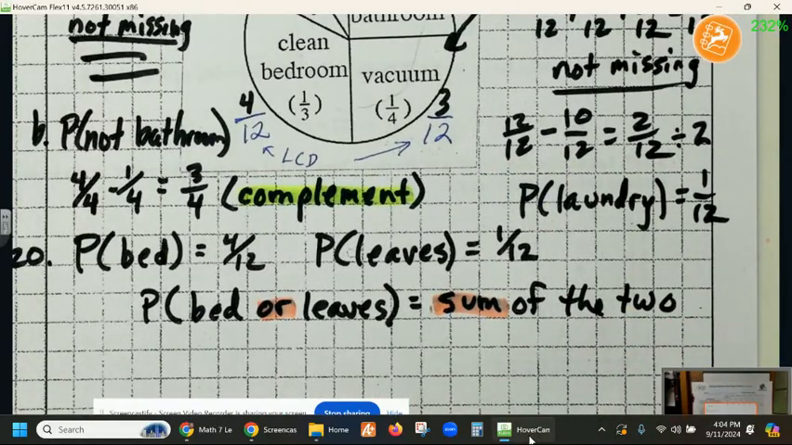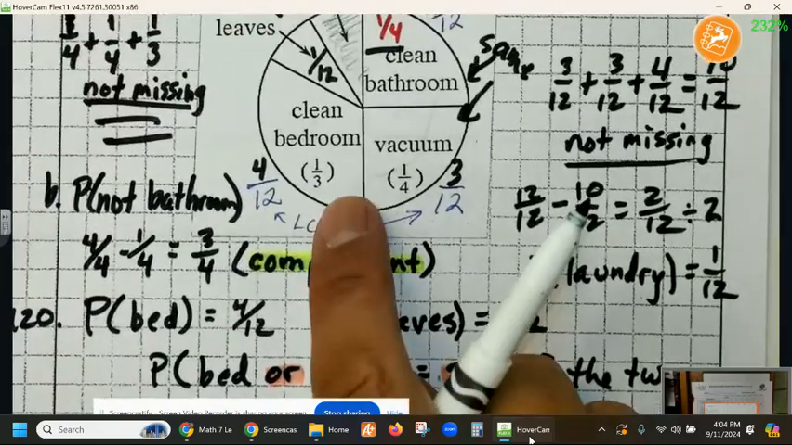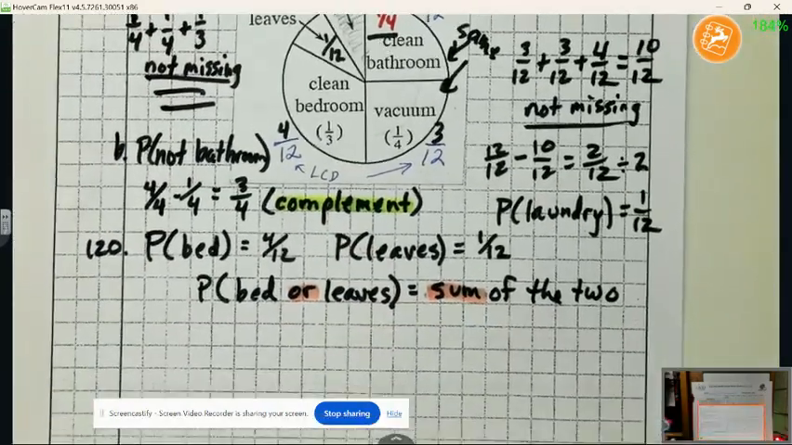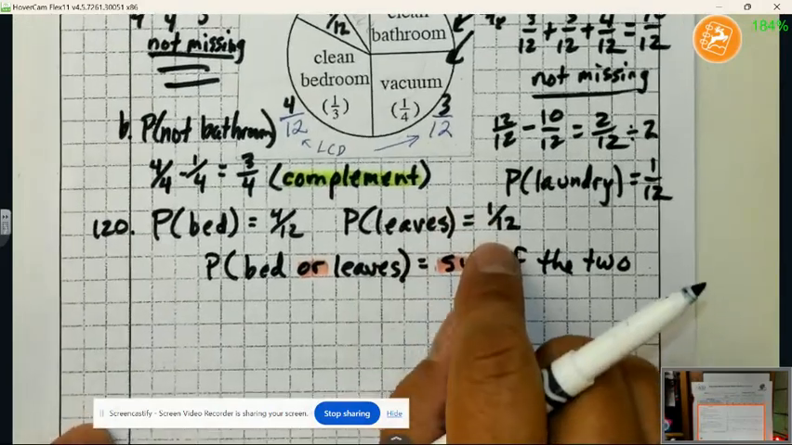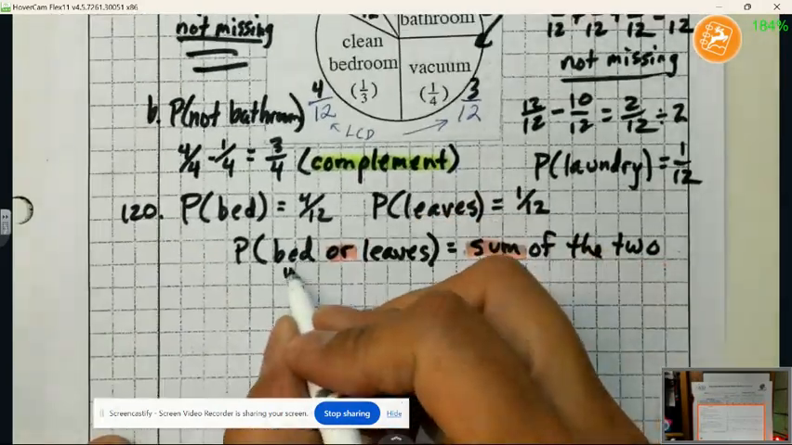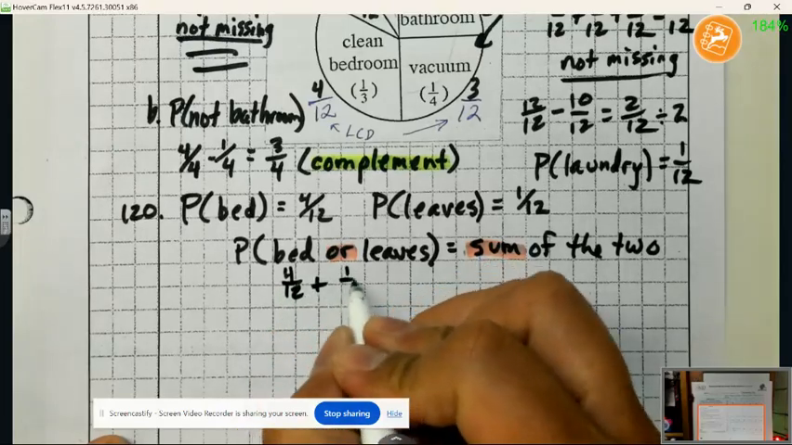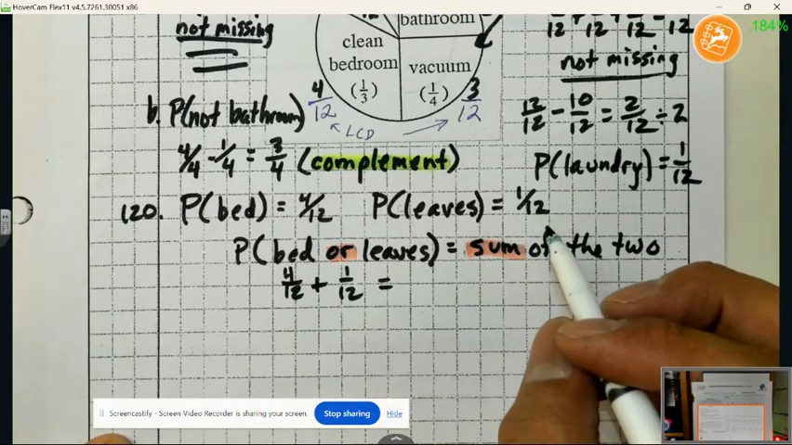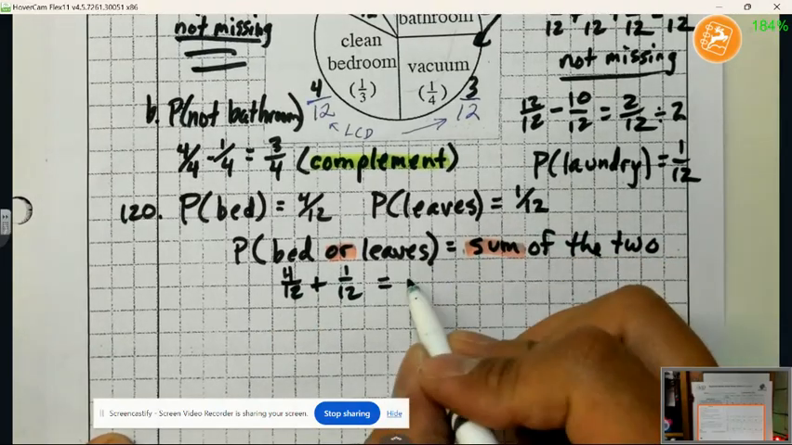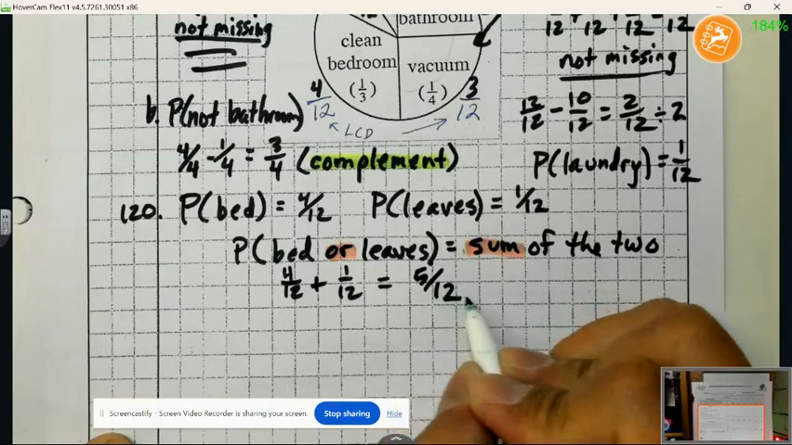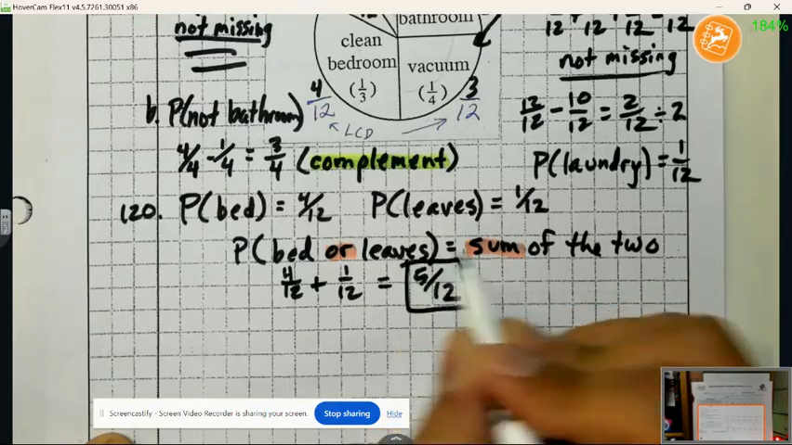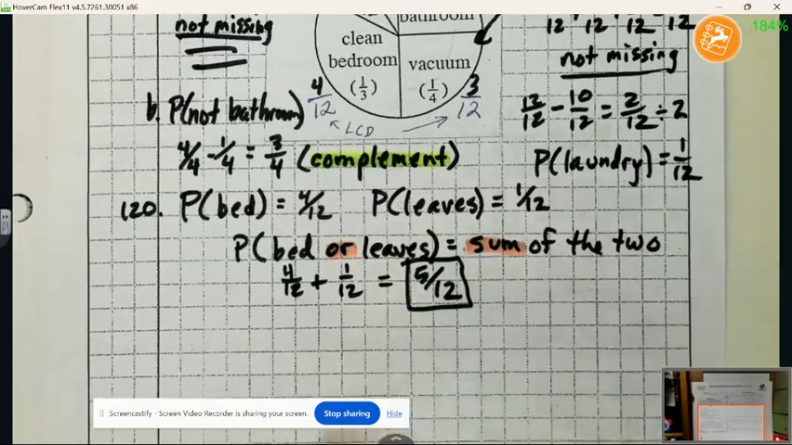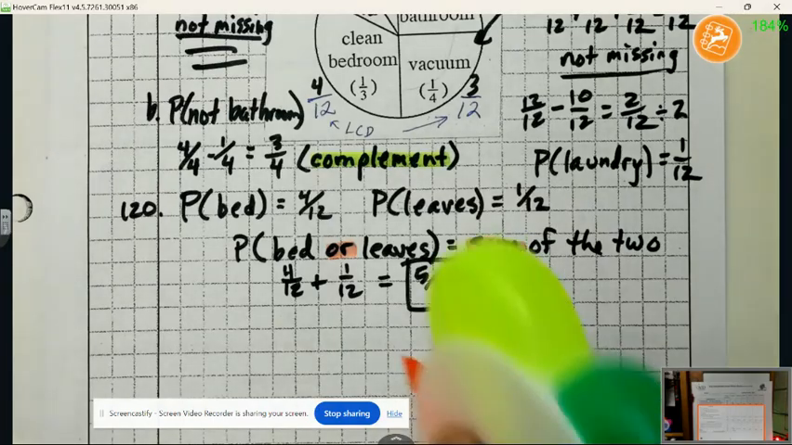So let's go ahead and find out what that is. The probability of bedroom we know is 4/12, and the probability of raking the leaves is 1/12. So that is 4/12 plus 1/12. So the probability of getting one or the other is 5/12. That's the probability of bed or the leaves, because that is the sum of those two probabilities.